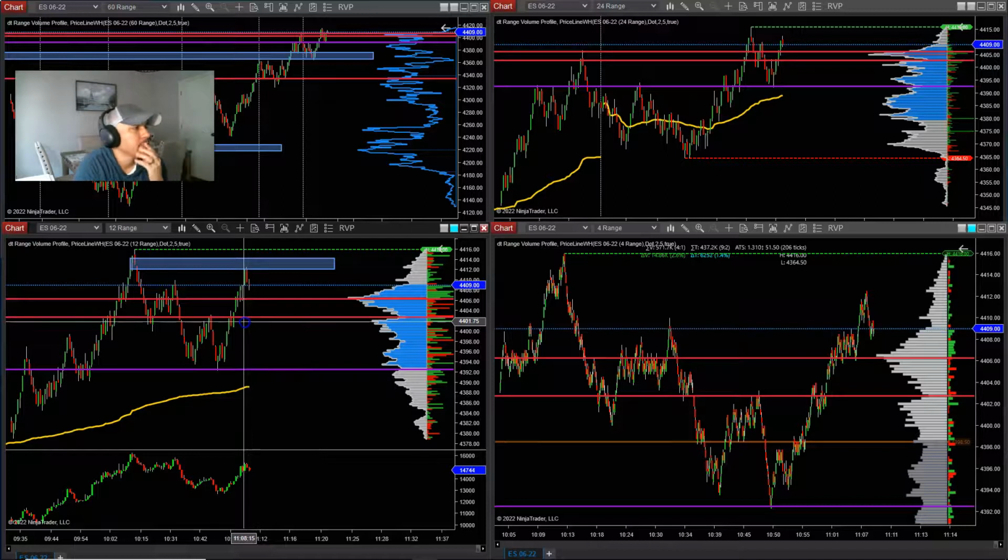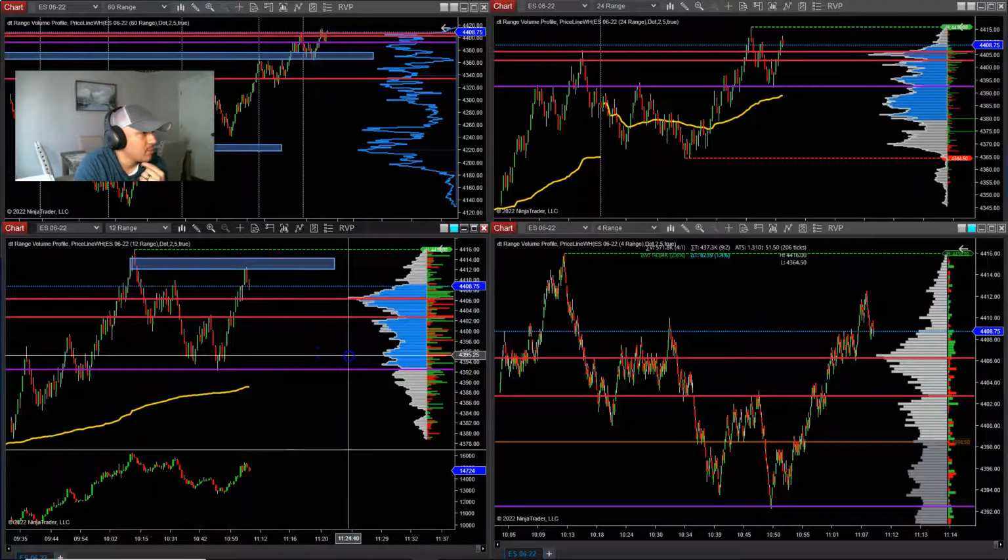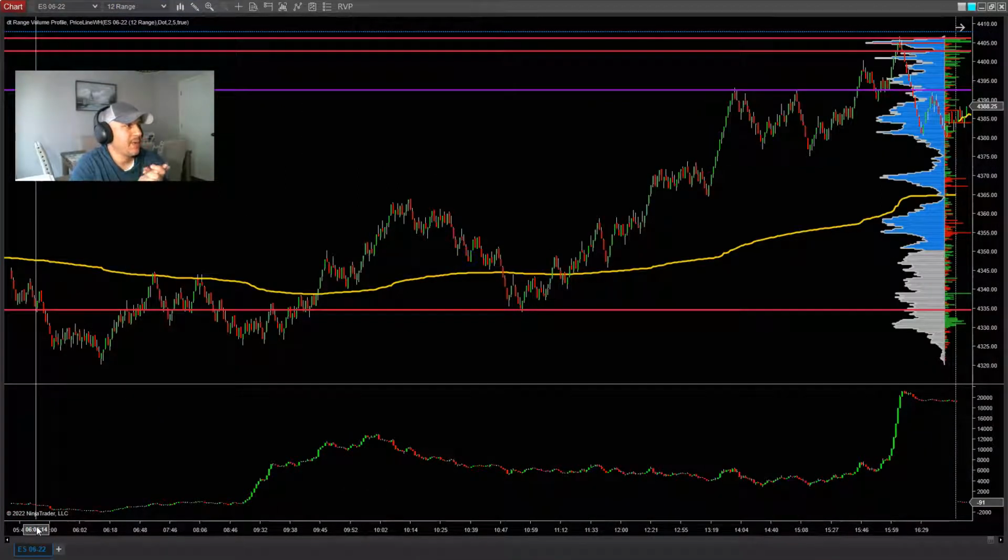I'm not sure what price is going to do from here. Let's cover the topic about stop loss placement. A lot of people have questions about it. Some people like to use stop losses, some people don't. It just depends on your experience and style of trading.